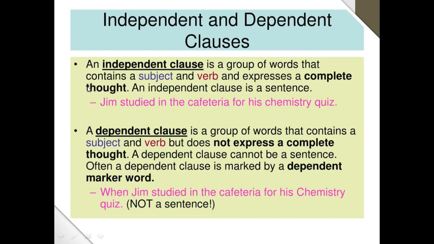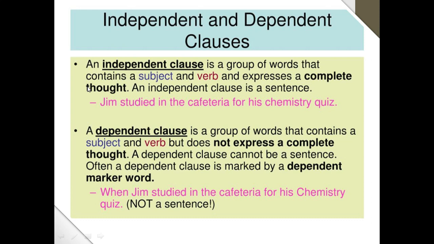Now, second is a dependent clause. A dependent clause is a group of words that contains a subject and verb but does not express a complete thought. The clause has a subject, a doer, and a verb, an action word, but something is missing in it. It cannot stay alone. So a dependent clause cannot be a sentence. Often a dependent clause is marked by a dependent marker word.